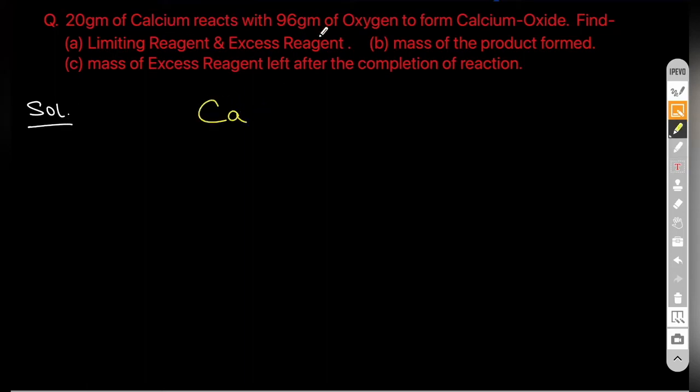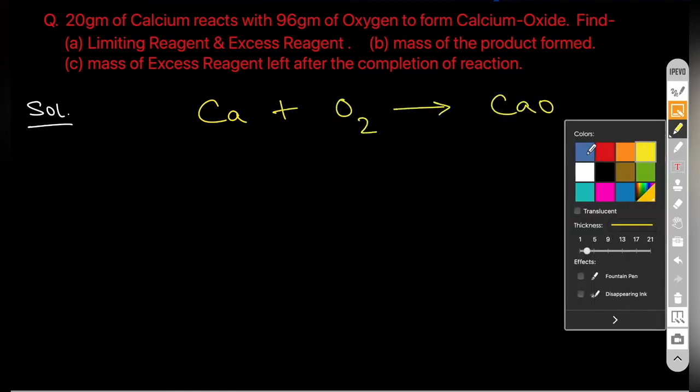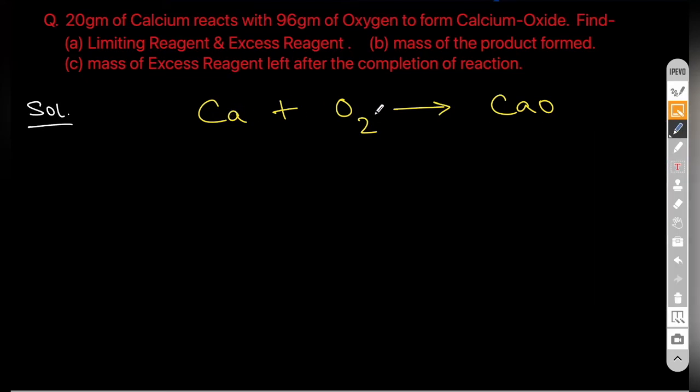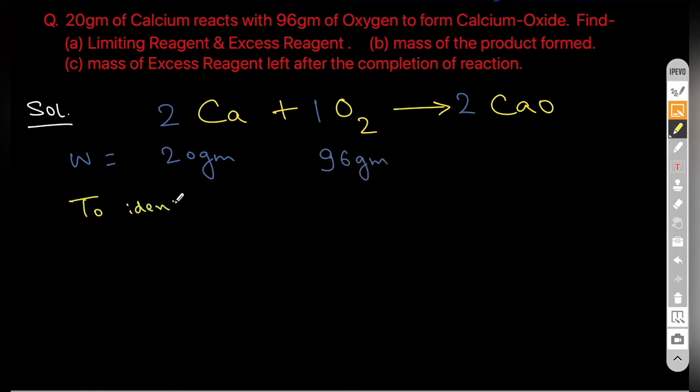Now we'll solve it. Here Ca reacts with O2 to form CaO. This is the basic reaction. Here we'll balance it. Here 2 oxygen atoms are present, so multiply by 2. Here 1 and here again 2. So we have balanced the reaction. Now we'll write the weight. Here weight of calcium provided is 20 gram, weight of O2 provided is 96 gram. To identify LR, we have to first of all find the limiting reagent, so we can solve all the parts.